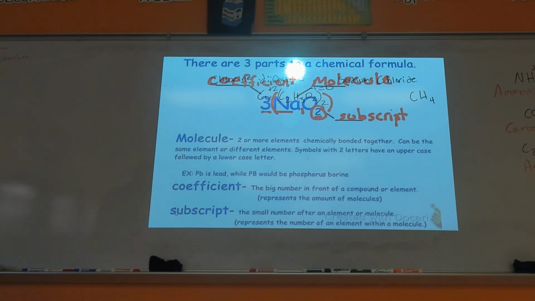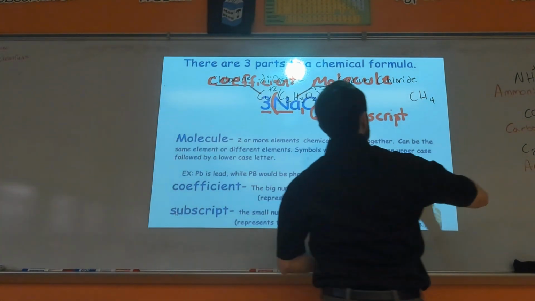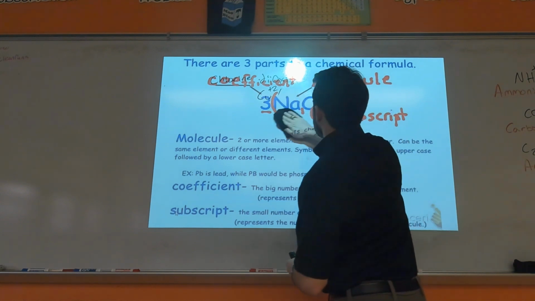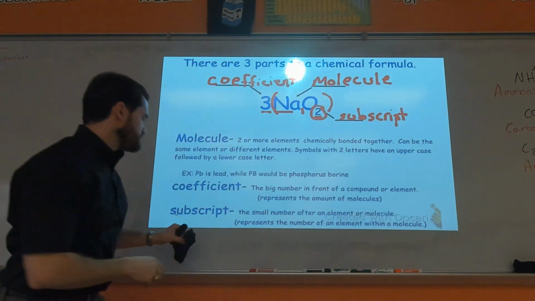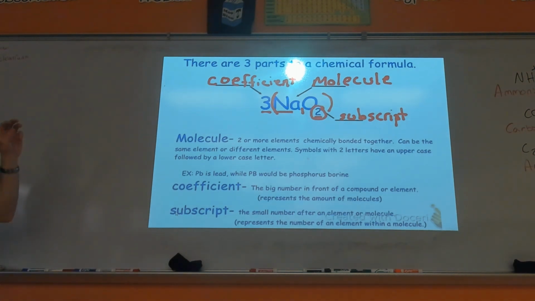So a little bit of notation, and a lot of what's on this slide you already know for the most part. Looking here, there are 3 parts to a chemical formula. There is the coefficient. The coefficient goes out front, and that tells you the number of that molecule. That is something we haven't talked about.